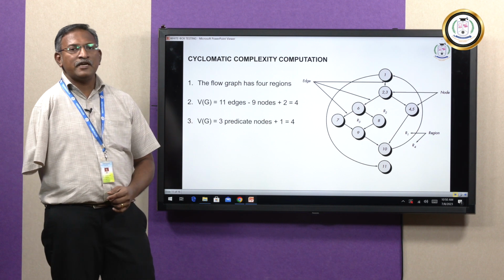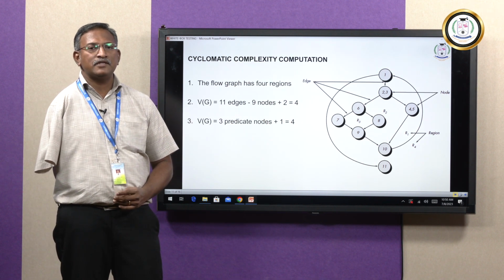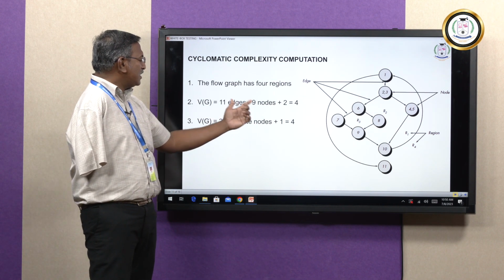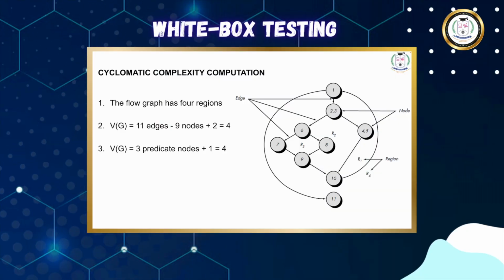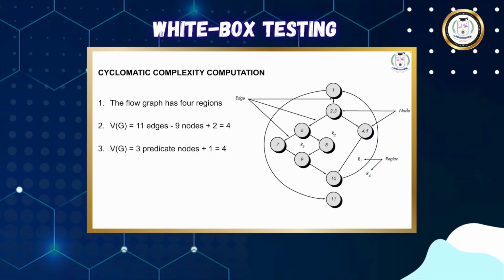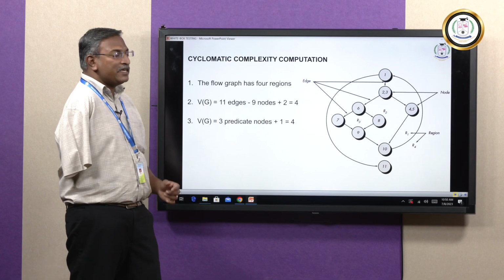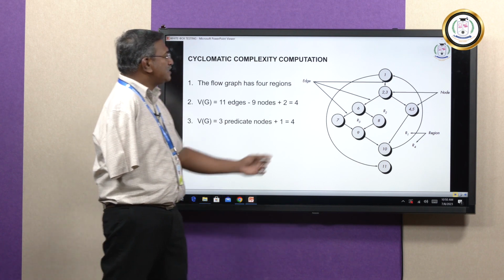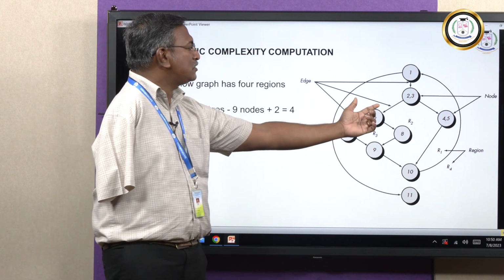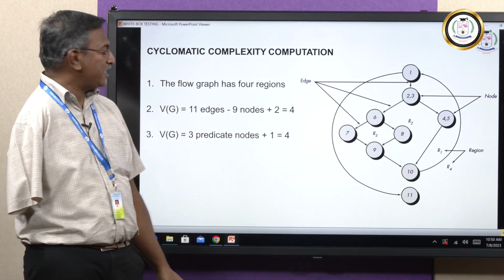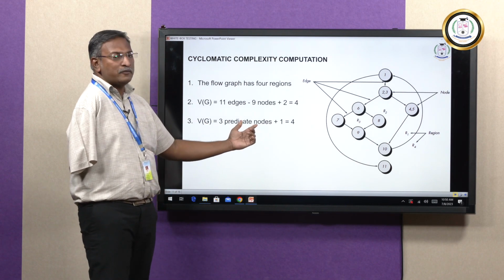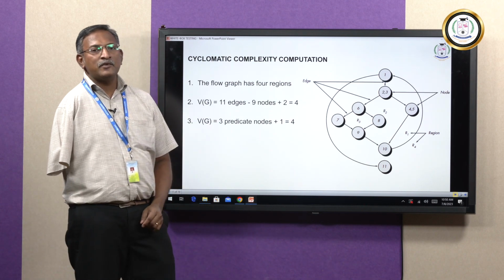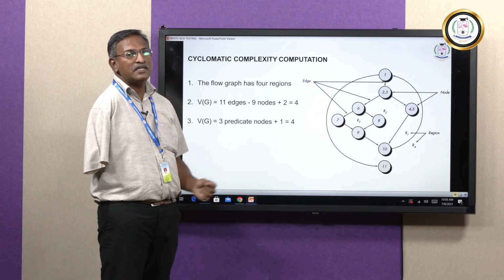And the third method is finding the cyclomatic complexity by using the predicate nodes. What is a predicate node? It is a node that contains a condition. So V of G equals predicate nodes plus 1. In this flow graph, we find how many predicate nodes are available. Node 1 is a predicate node, nodes 2 and 3 are predicate nodes, and 6 is a predicate node. So there are 3 predicate nodes, plus 1, which is equivalent to 4. And this 4 represents the cyclomatic complexity, or the number of independent paths in a program.